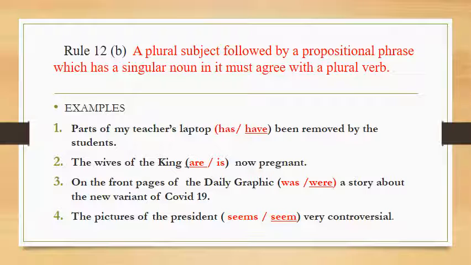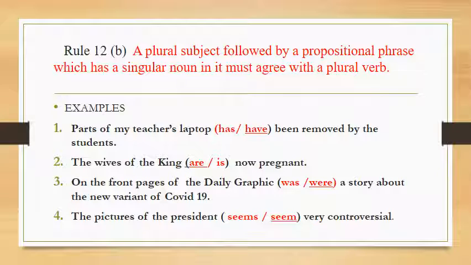The next example says that the pictures of the president seem very controversial. The subject is the pictures, but not the president. The pictures becomes the plural subject, and it must go with a plural verb, which is seem. So the pictures of the president seem very controversial.